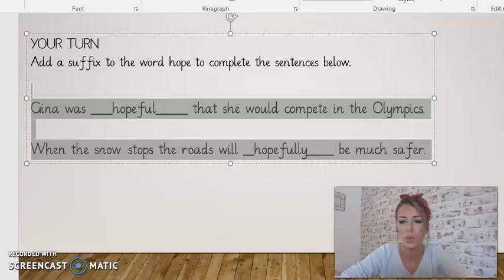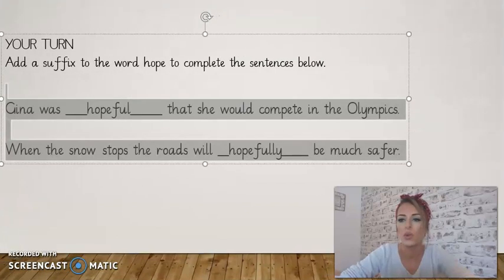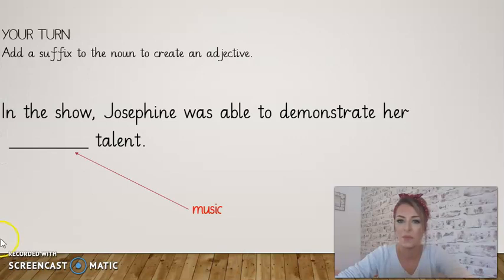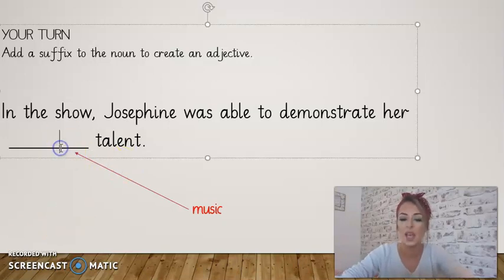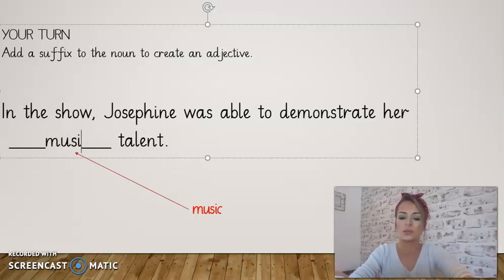And sorry that my screen went a little bit wonky. Now, the last question I'm going to put on the board, I want you to have a go at completely on your own and see if you can figure it out. Are you ready for the independent, completely independent question? Let's go. Okay, and well done if you got that. The answer is musical.